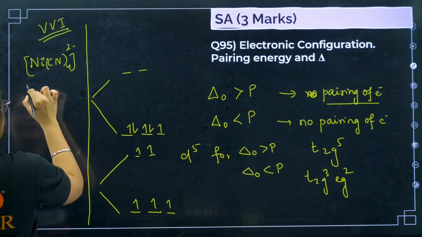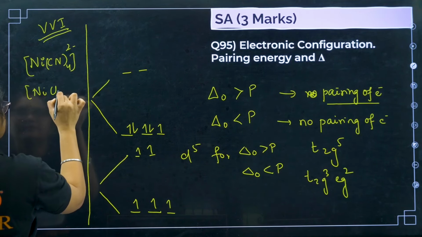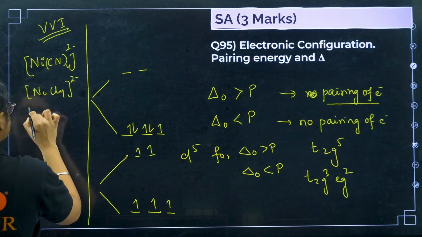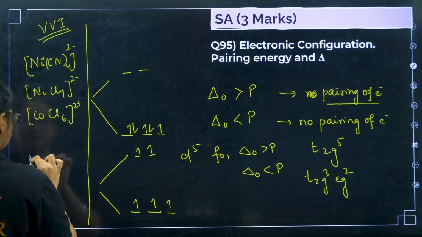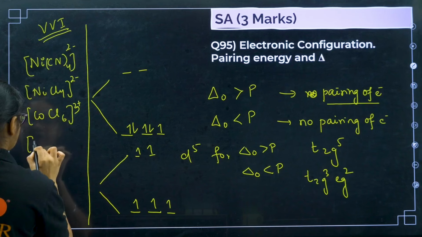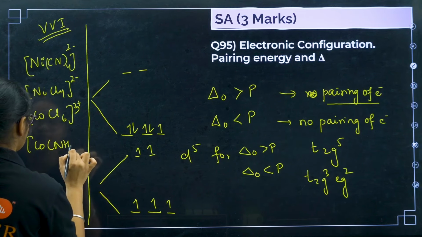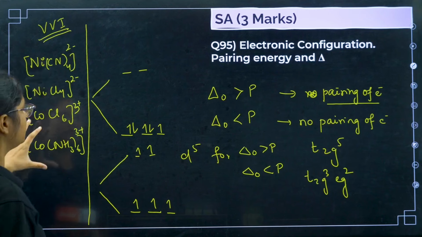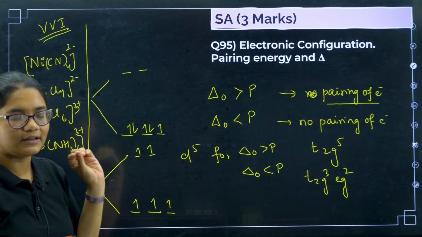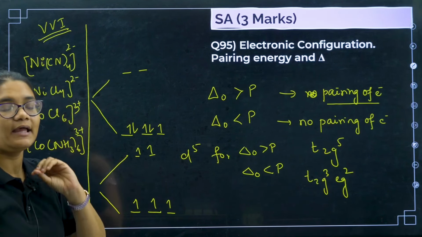Ni(CN)4 2 minus, NiCl4 2 minus, CoCl6 3 minus, and Co(NH3)6 3 plus. Okay, so you should know their diagram, geometry, hybridization, magnetic property and shape.